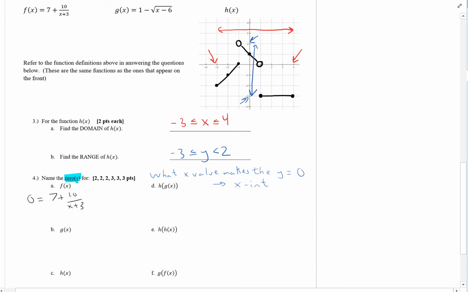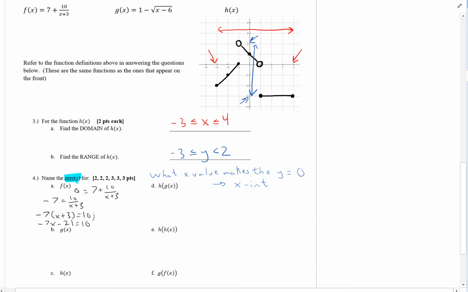This we're going to solve. Move 7 to the other side. 0 equals 7 plus 10 over x plus 3. Going to move the 7 to the other side. Negative 7 equals 10 over x plus 3. Multiply both sides by the denominator of this. We'll kill the denominator over here and put it in the numerator over here. Negative 7 times x plus 3 equals 10. Distribute: negative 7x minus 21 equals 10.